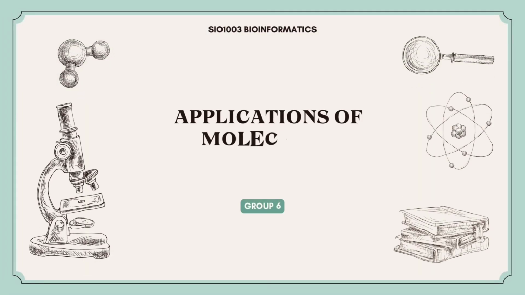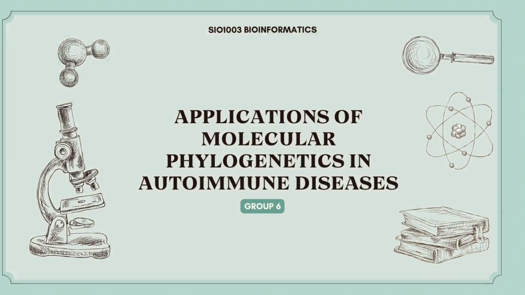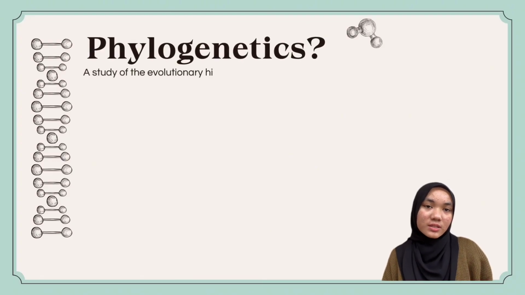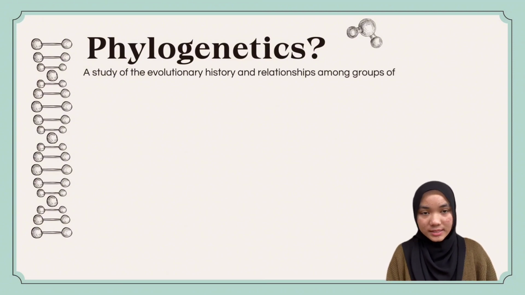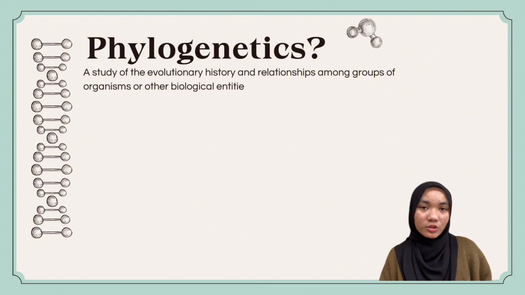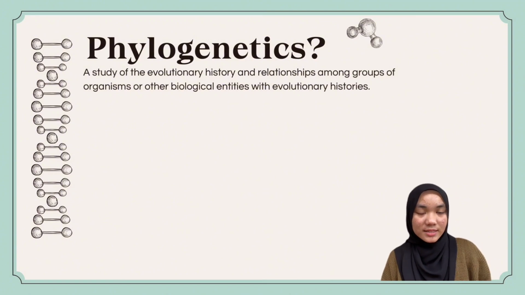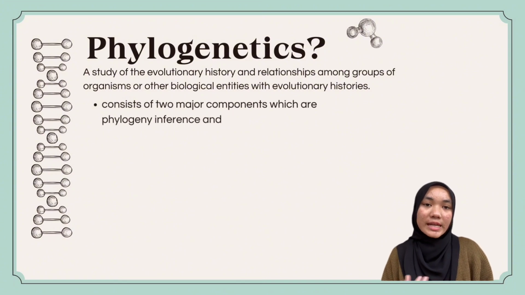Our chosen topic is about the applications of molecular phylogenetics in autoimmune diseases. Basically, phylogenetics is the study of phylogeny based on evolutionary relationships, which happen to be a basis for cladistic analysis, while making use of molecular sequence as well as protein sequence data to verify whether a trait is homologous or analogous. Phylogenetic analysis consists of two major components, which are phylogeny inference and analyzing change.